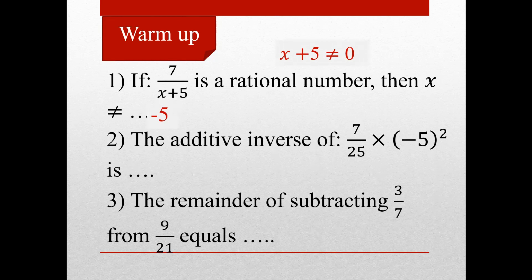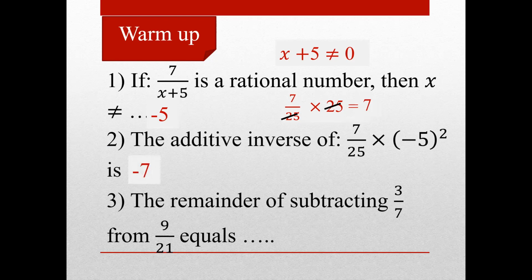Second question: the additive inverse of 7 over 25 times -5 power 2 is what? Let's solve this question. 7 over 25 times -5 power 2. -5 power 2 equals 25. So 7 over 25 times 25. Simplify 25 with 25. So the result will be 7. So the additive inverse of 7 is -7.